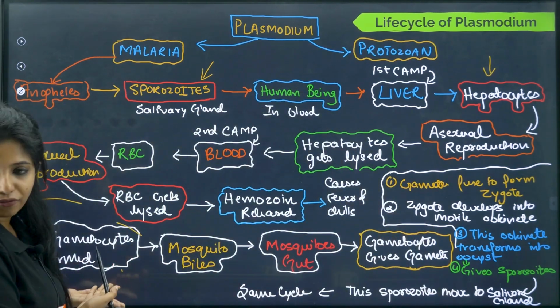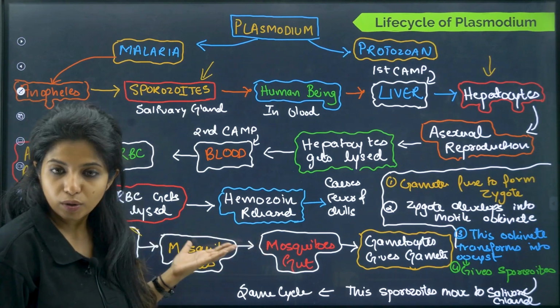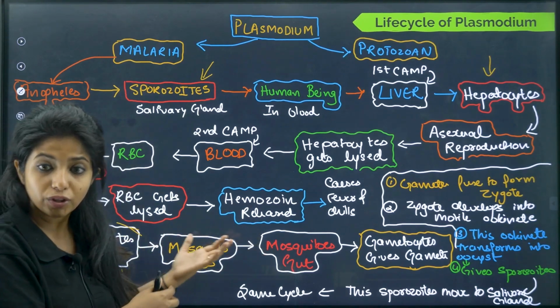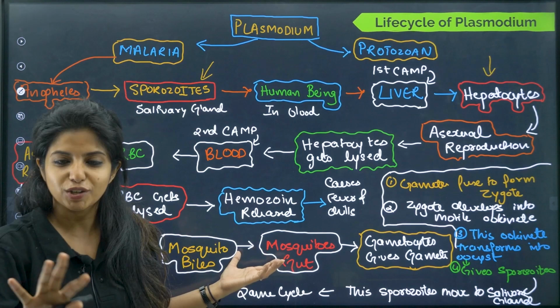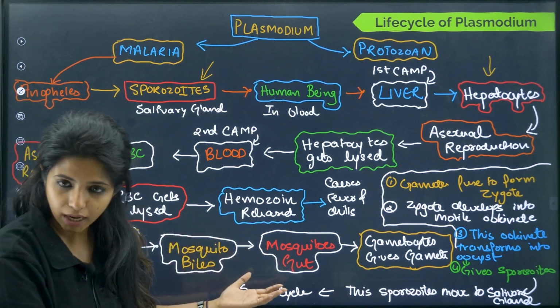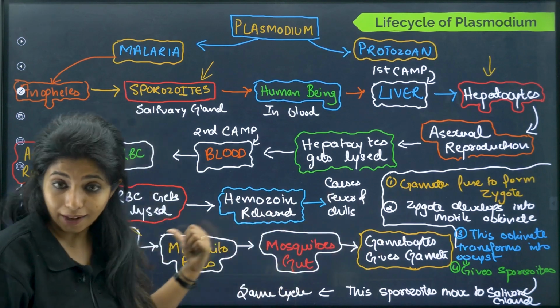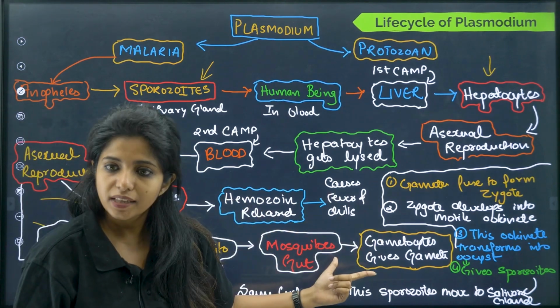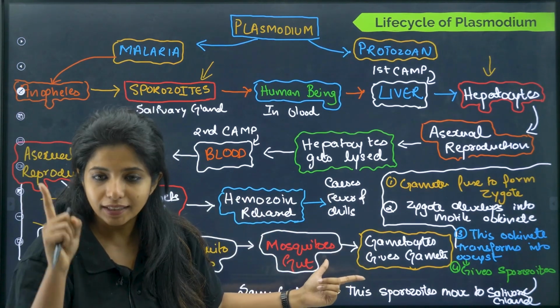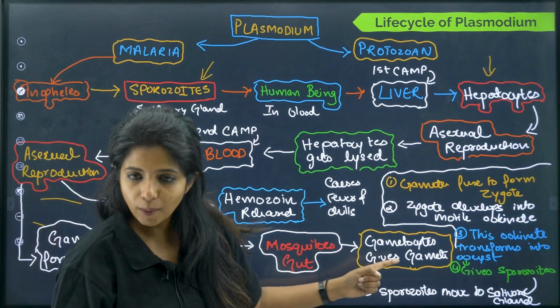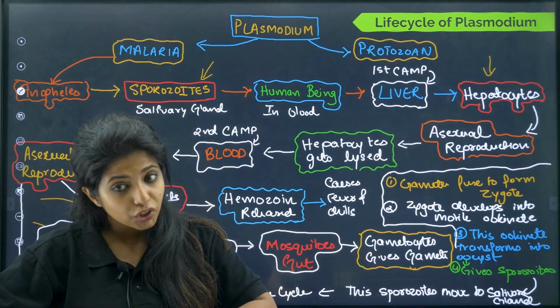In the blood, what do we have? We have gametocytes. Our blood goes to the mosquito's gut, right? In the mosquito's gut, what will happen, children? The gametocytes which were there will form the gametes. Now gametes are formed in the gut of the mosquito.